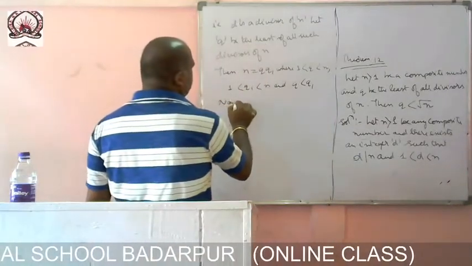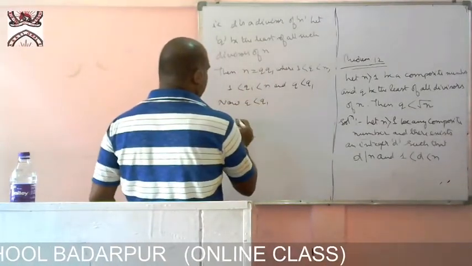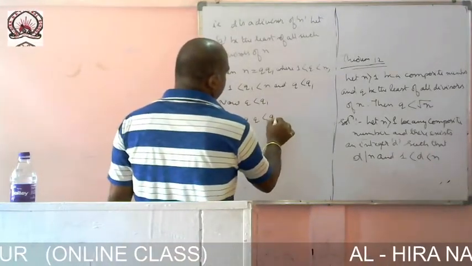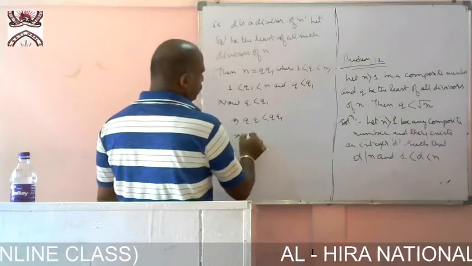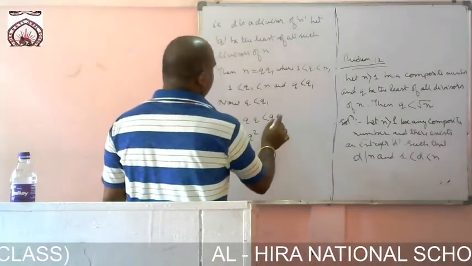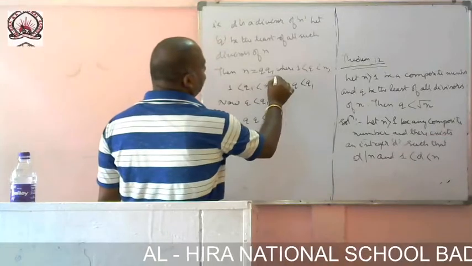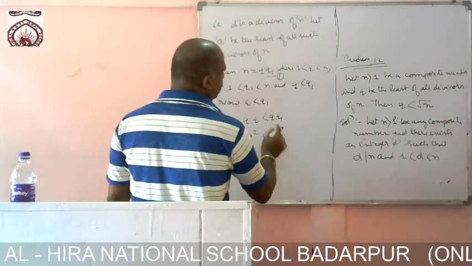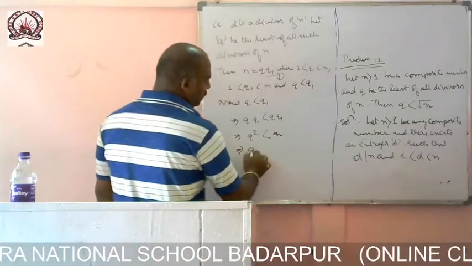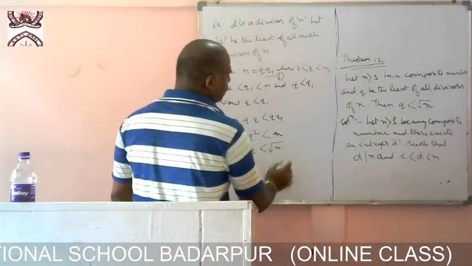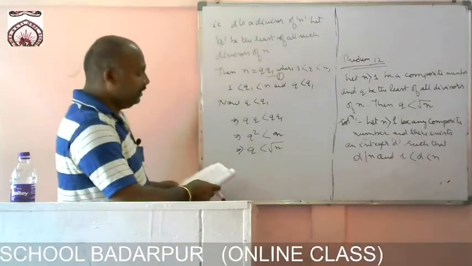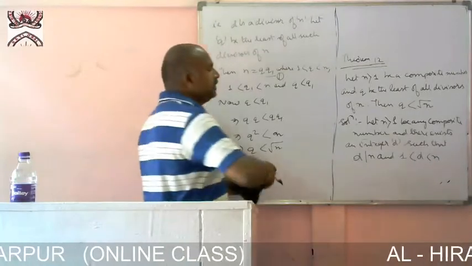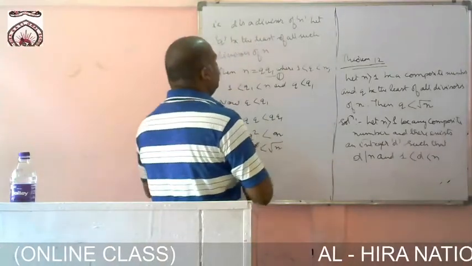Now as q is smaller than q1, if I multiply q on both sides, q into q, which is q square, is smaller than q into q1. Calling this equation 1, q into q1 is nothing but equal to n. So we can write q square is smaller than n, so q is smaller than the square root of n.